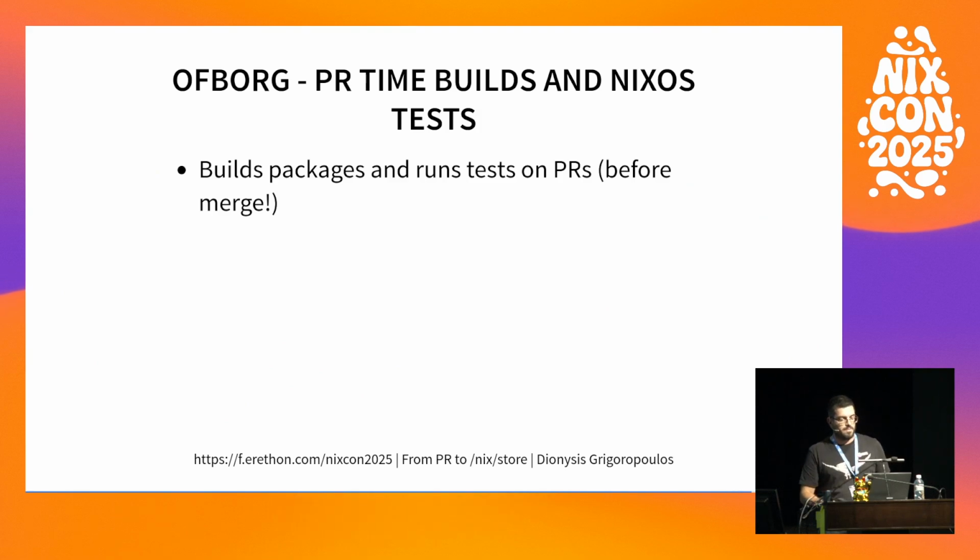Finally, I did mention that Hydra builds and runs NixOS tests after a PR has been merged. However, it's often useful to build packages and run tests during PR review. This is done by Offborg. Offborg used to be the main CI for Nixpkgs, but since most checks have moved to GitHub Actions at the end of 2024, it's now only used for package builds and NixOS tests. It will automatically build packages when the PR title follows a specific naming scheme. Otherwise, you can ping Offborg manually via GitHub comment to run tests or build a package.